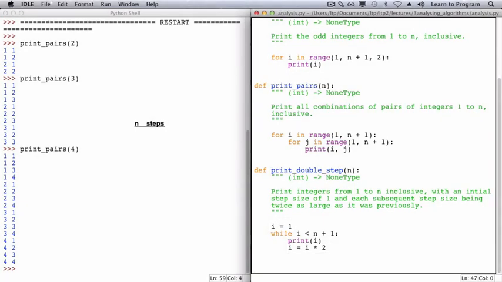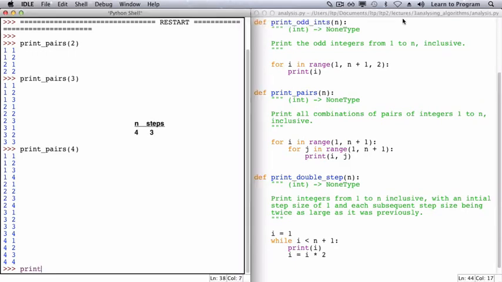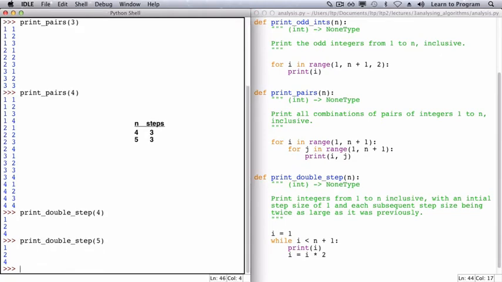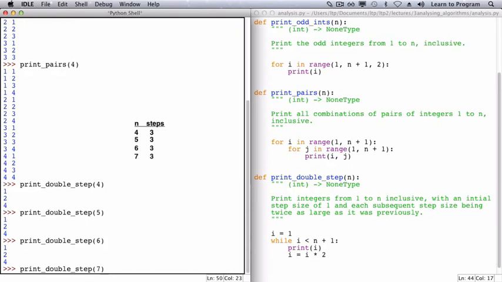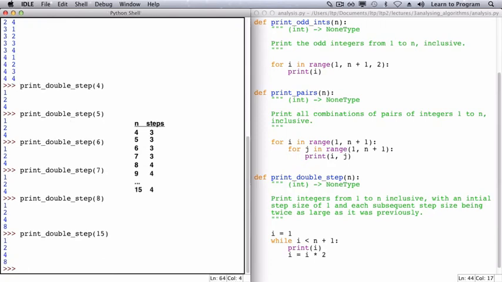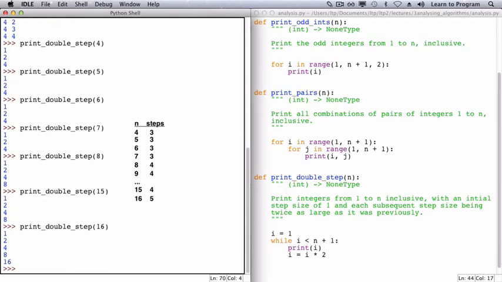Let's consider how many integers are printed for various values of n. Let's start with n equal to 4. In that case, 3 integers would be printed, the integers 1, 2, and 4. How about when n refers to 5? In that case, there would still only be 3 integers printed, the ints 1, 2, and 4. The same goes for when n refers to 6 and 7. It's not until n refers to 8 that we then have a 4th integer being printed. When n refers to the values 8 through 15, there are still only 4 ints printed. It's only when n refers to 16 that there would be a 5th int printed.